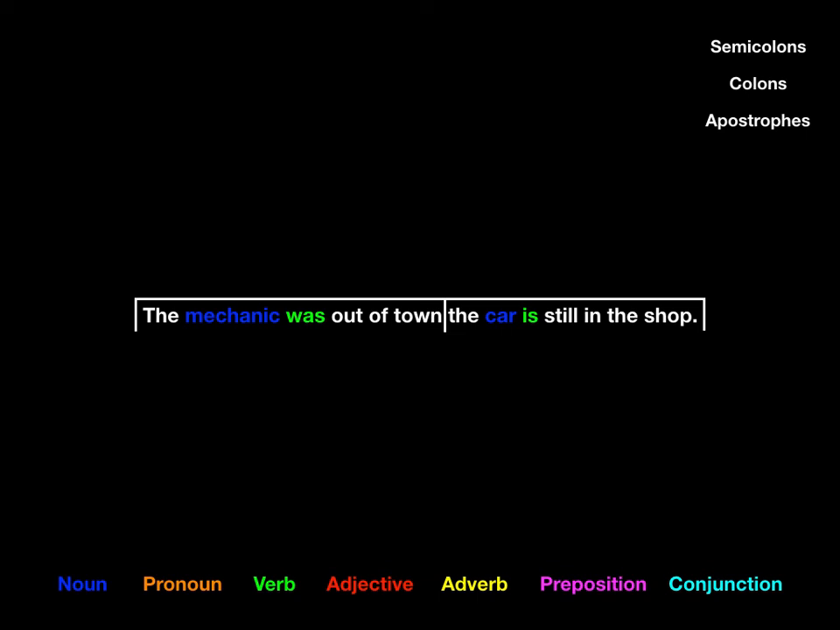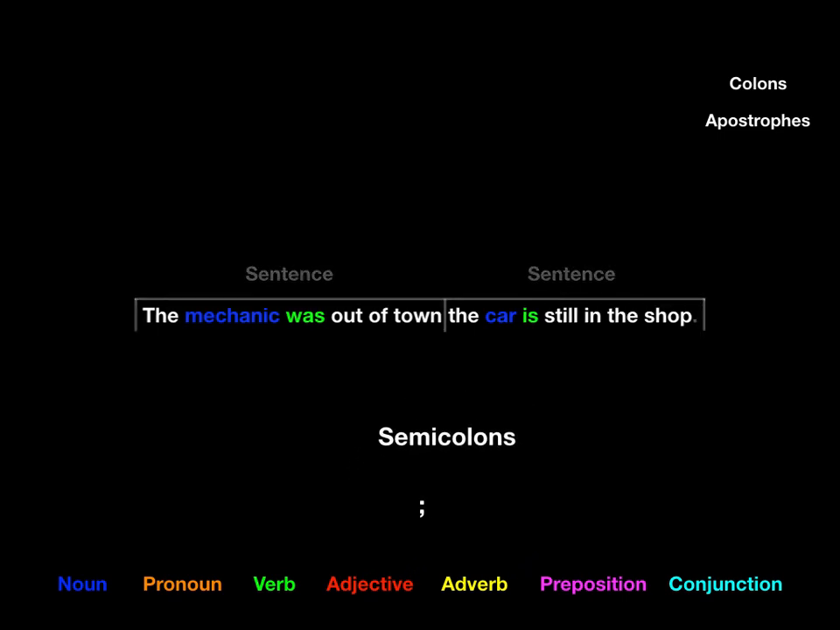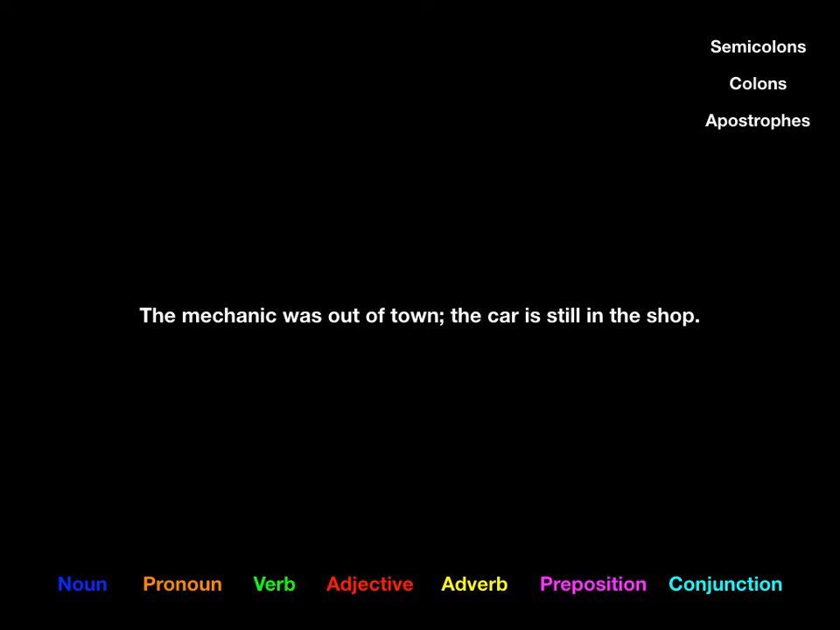Both of these sections of our example can stand by themselves, therefore they are complete sentences. Since we have two sentences back to back with no intervening punctuation marks, we need to place a semicolon between them. The final version would then read, "The mechanic was out of town, semicolon. The car is still in the shop."